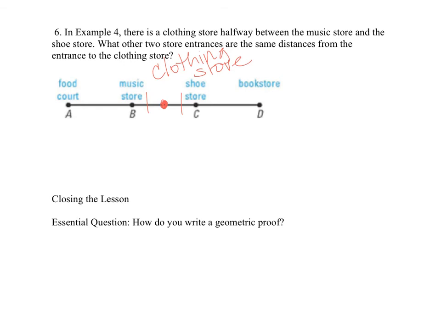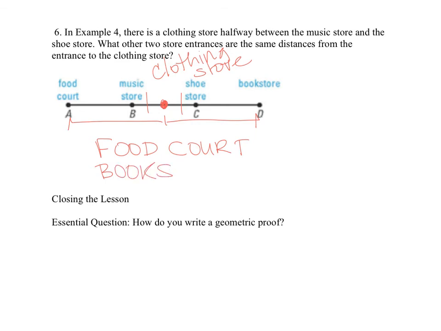Well, didn't we already prove something in the prior lesson? So we should be able to, hopefully without too much thought, determine that the food court and the bookstore would also be the same distance from the clothing store.